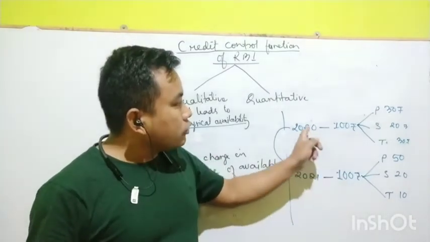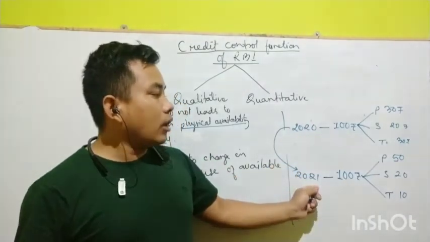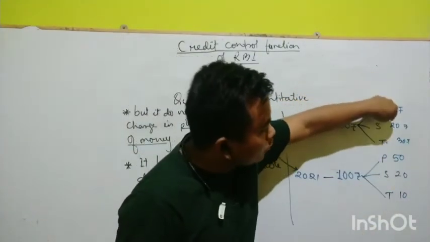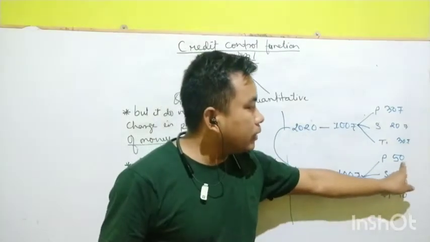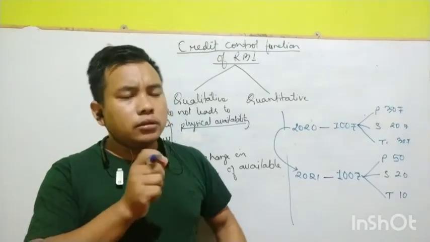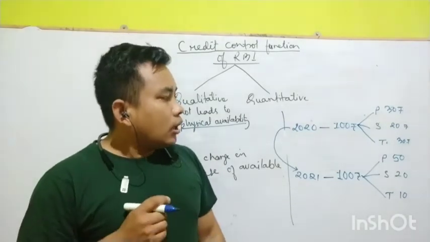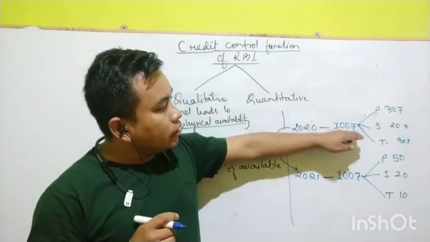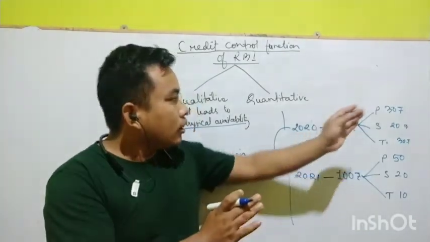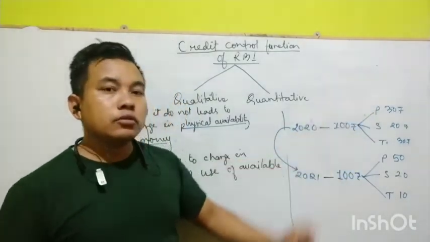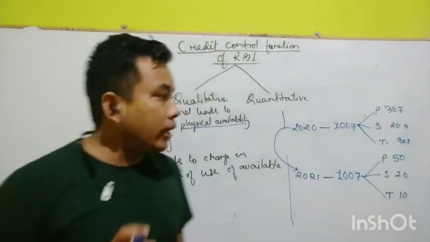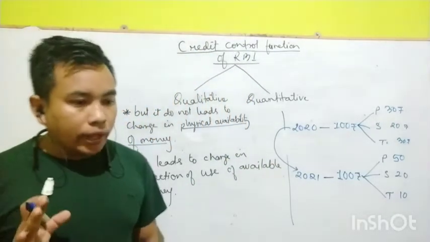But compared to 2020, here in 2021, the use of available money is a little bit different. Here it was 30, 20, 30. This time, 50, 20, 10. The available money becomes a little bit different compared to 2020. So this is the meaning of qualitative tools.